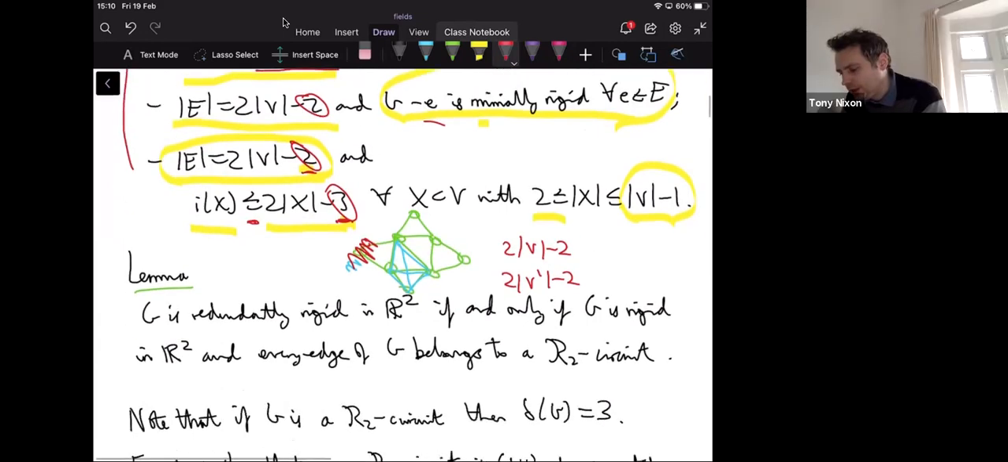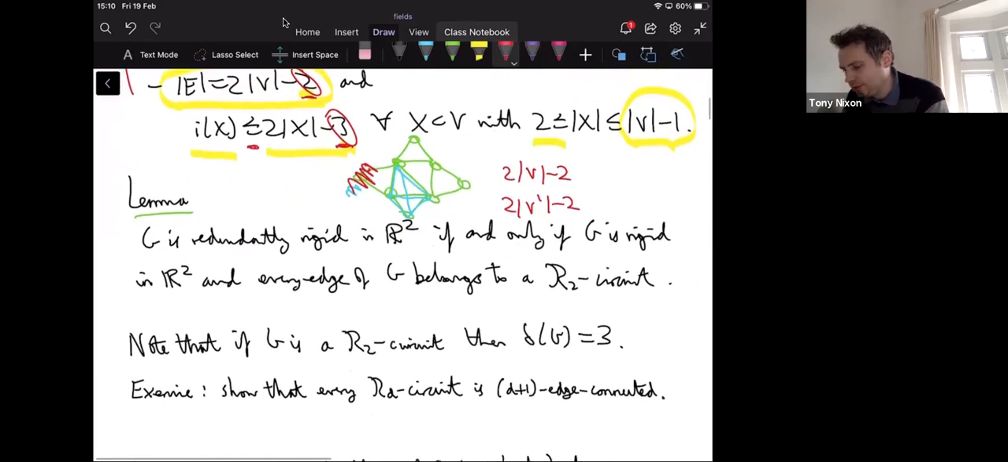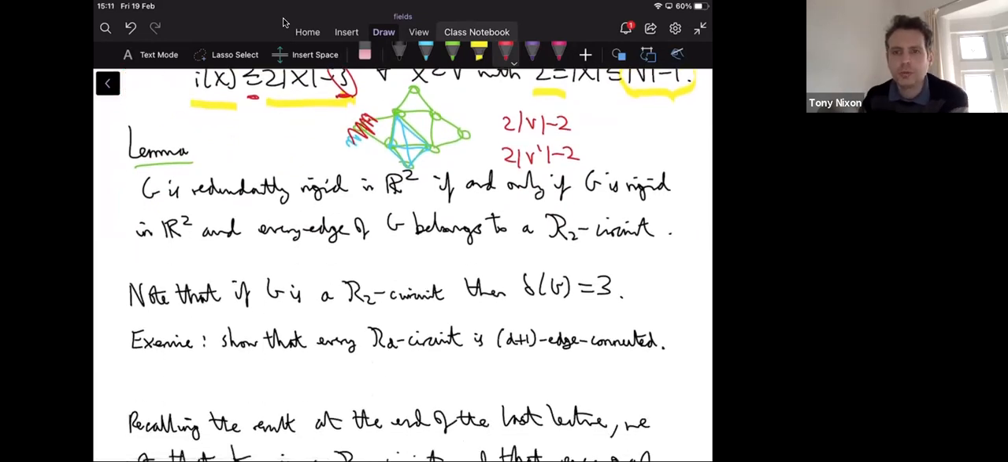Okay, so I will have some examples as we go, so hopefully it will start to become clearer, but please do keep interrupting if anything's unclear. So this lemma is just a motivational thing. What we're really going to be interested in is d+1 connected redundantly rigid graphs. We're in 2 dimensions, so 3-connected redundantly rigid graphs. It's worth mentioning that redundant rigidity is very intimately linked to circuits.